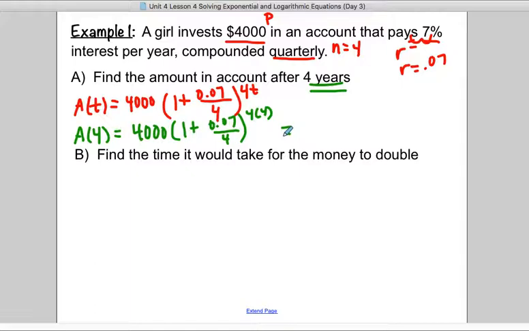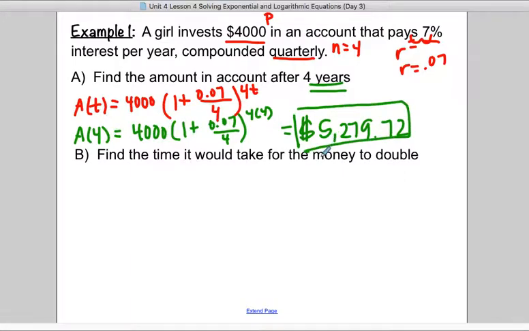We are talking about money, so you must be certain that you round to 2 decimal places. So 5,279 point, it says 717, so it's going to be 72 cents. Okay, that is our value after 4 years, or her value after 4 years. So this is the type of problem we did earlier in Unit 4.